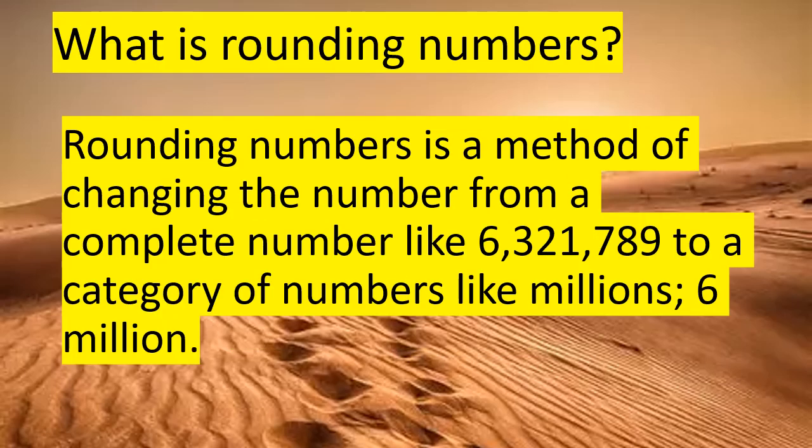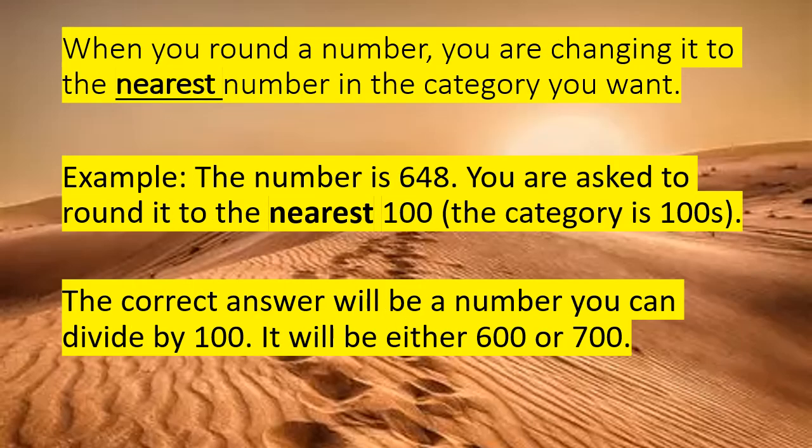What is rounding numbers? Rounding numbers is a method of changing the number from a complete number, like 6,321,789, to a category of numbers like millions, so 6 million. When you round a number, you are changing it to the nearest number in the category you want.